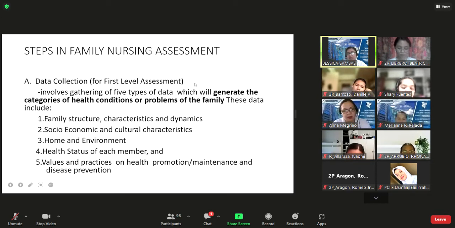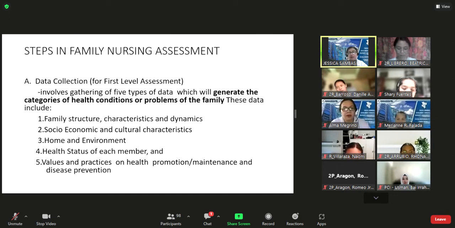Now, to make it a little more convenient on your part, you will be given a copy of your family assessment guide. FAG po ang guide natin dito. But if you really don't want to miss anything, go to your initial database so that you will not miss anything regarding the different data that you have to gather according to these 5 categories.